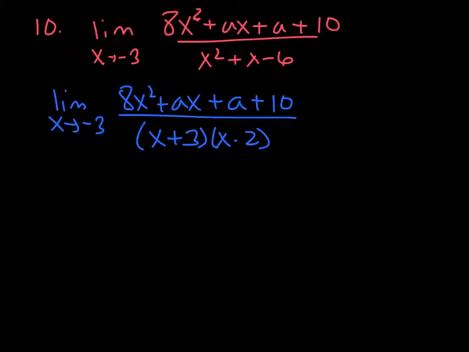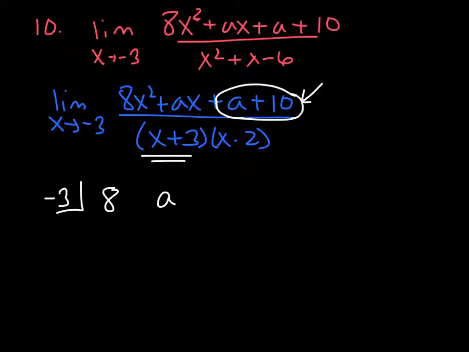So what we want to happen is we want the x plus 3 factor to cancel with an x plus 3 factor from the top. So we're going to synthetic divide and see what a would have to be so that x plus 3 is a factor of that numerator. To synthetic divide, we'll put negative 3 on our shelf. Our coefficient of x squared is 8, of x is a, and then the a and the plus 10 are both your constant terms, so those are together as a plus 10.